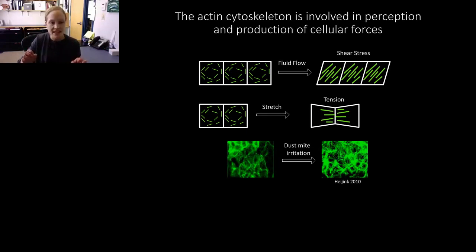The actin cytoskeleton is also reorganized under different conditions. Here I'm showing you an example of an asthma experiment where they took bronchial epithelial cells and exposed them to dust mite irritation. And now what you see, especially if you look right there in the center of the cells, is that they have begun to become very contractile and produce those actomyosin bundles.